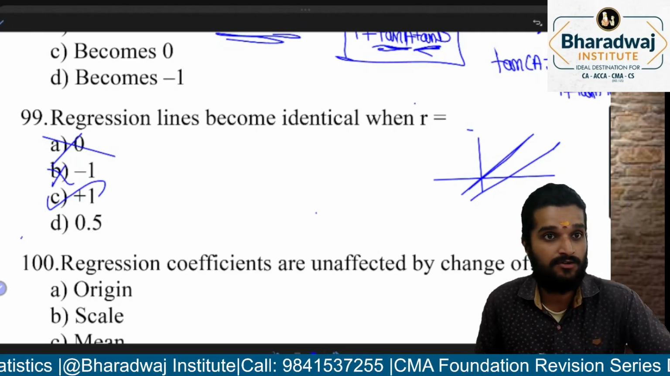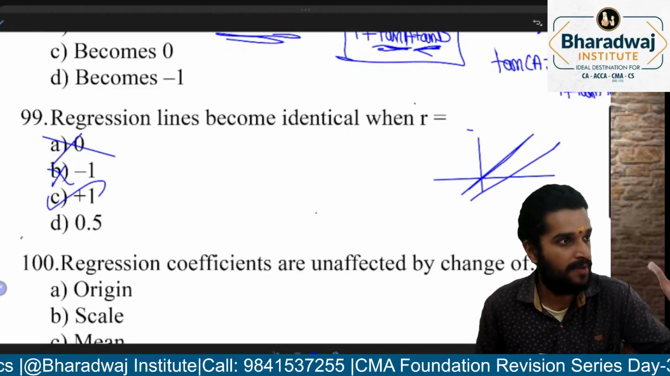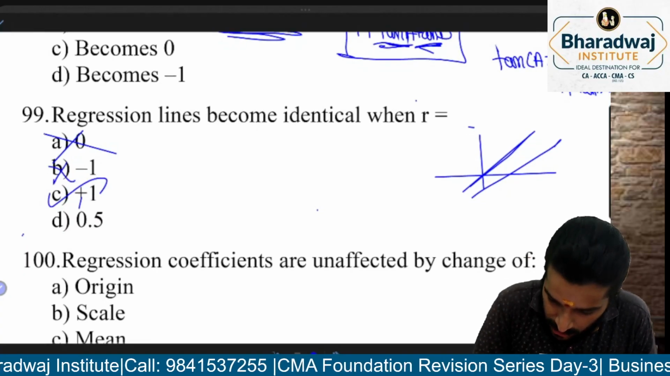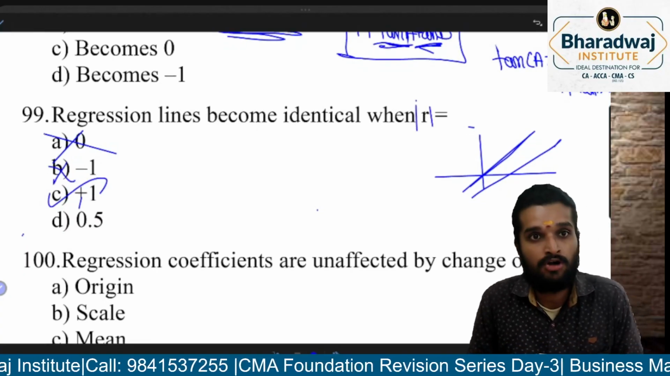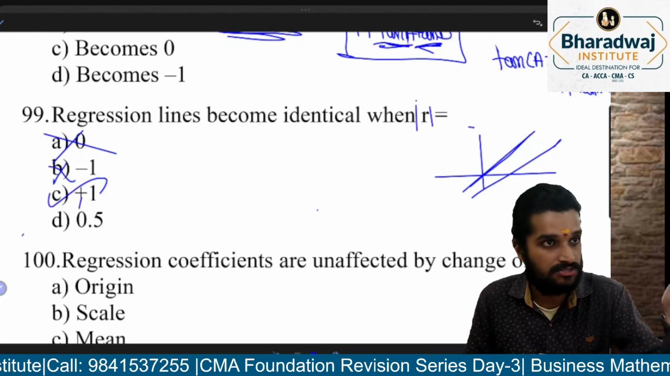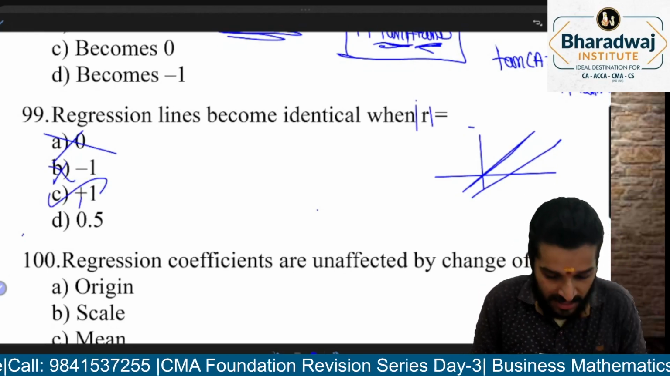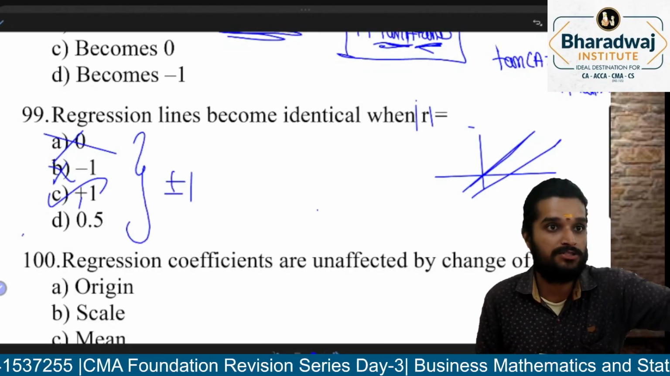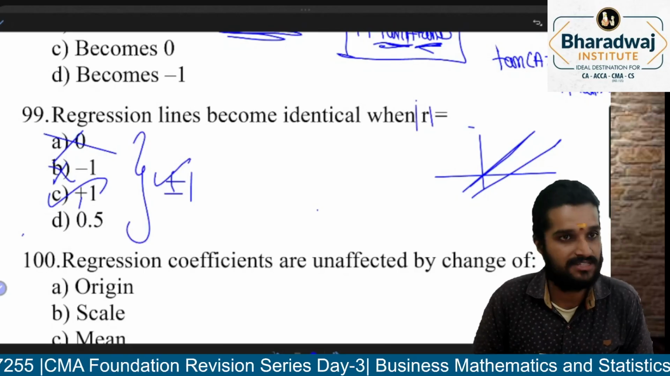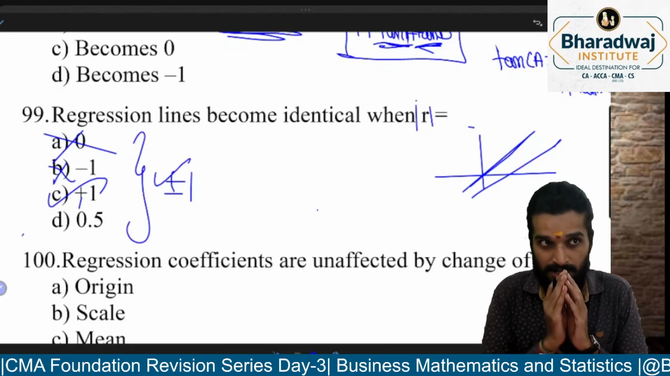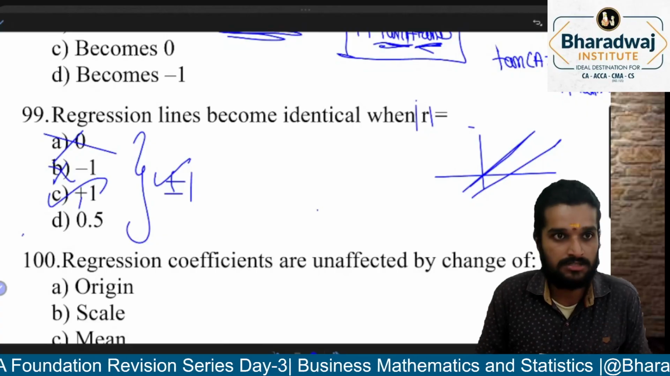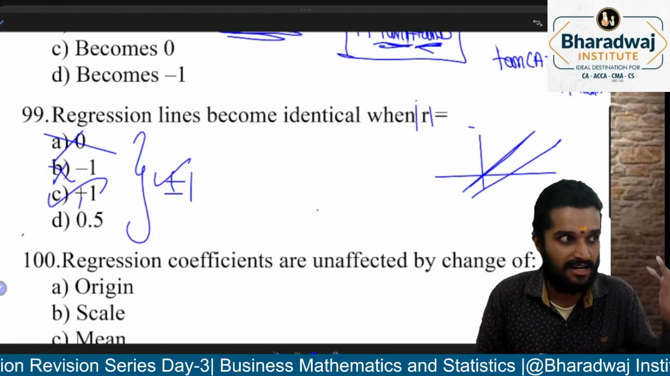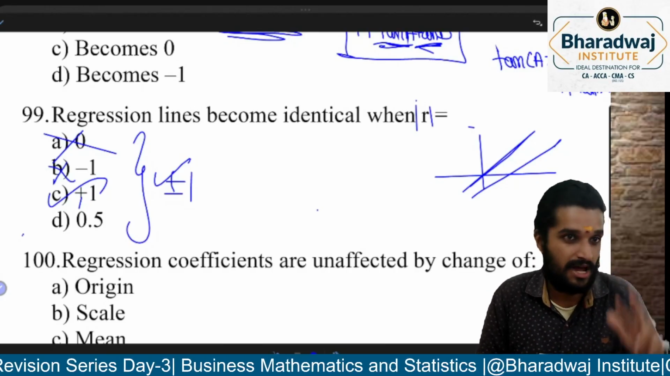If it is given to be coincide, plus or minus 1 both will come. So check if there is a modulus of R. If there is a modulus of R, +1. Or if anywhere in the options plus or minus 1 is given, plus or minus 1 is the answer. If plus or minus 1 is not given, and modulus is also not given, and it is identical, your assumption should be the same direction, so it's +1.